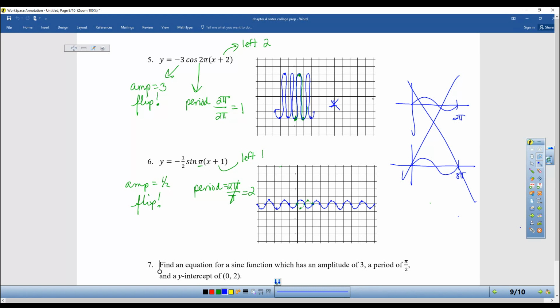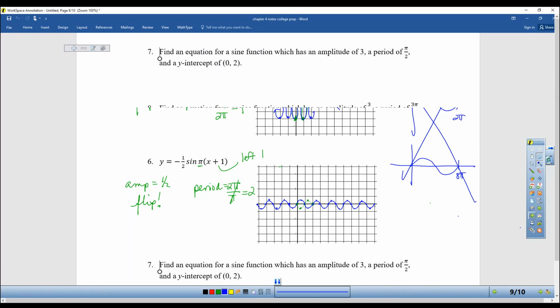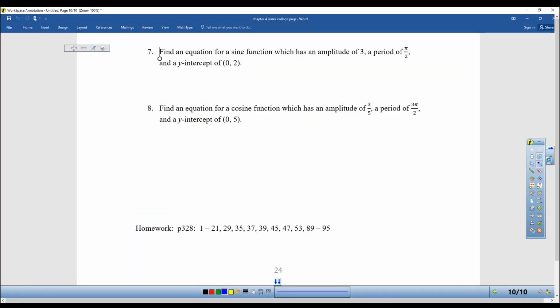Okay, on these last two, our goal is to figure out the equation based on all the information. As soon as I see that it's a sine function, I'll write sine of, and then the amplitude of 3. So the amplitude goes here. A period of pi halves.